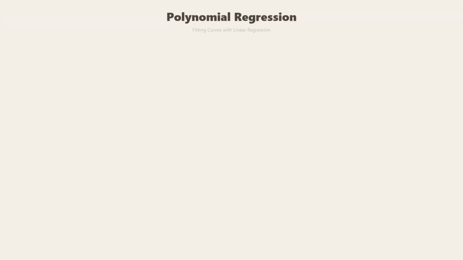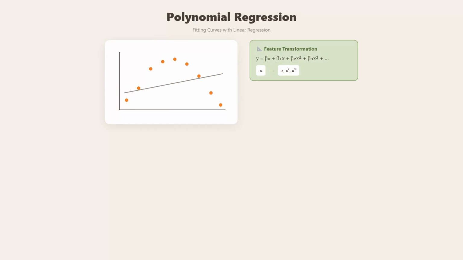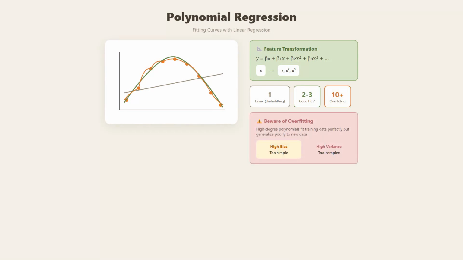What if your data has a curved relationship that a straight line simply cannot capture? This is where polynomial regression becomes incredibly useful. The key insight is that linear regression refers to being linear in the parameters, not necessarily in the features. You can transform your input features by adding polynomial terms. Start with your original feature x, then add x squared, x cubed, and so on. The equation becomes y equals beta 0 plus beta 1x plus beta 2x squared plus beta 3x cubed.